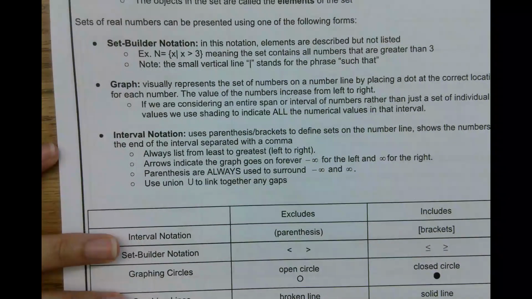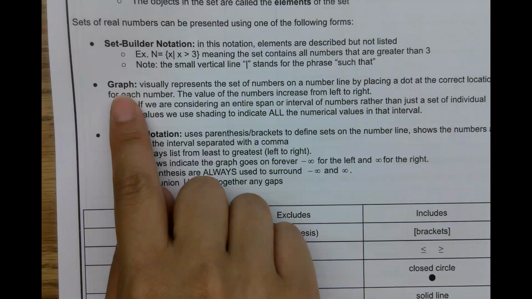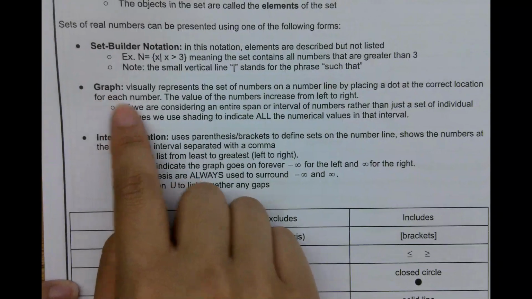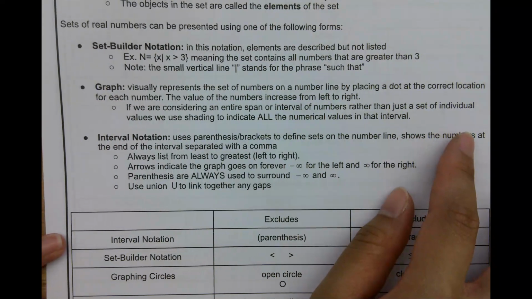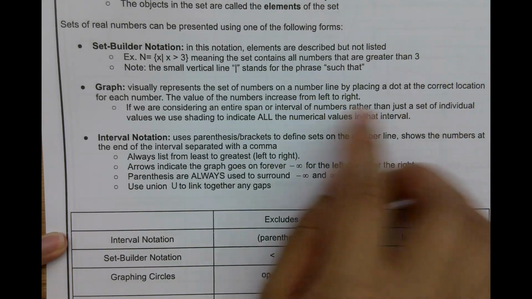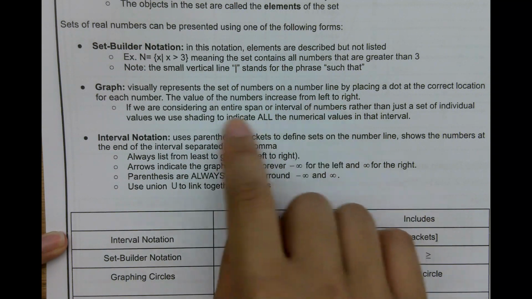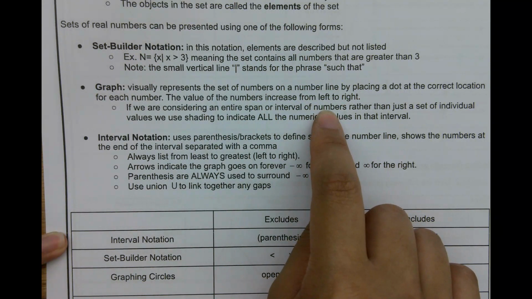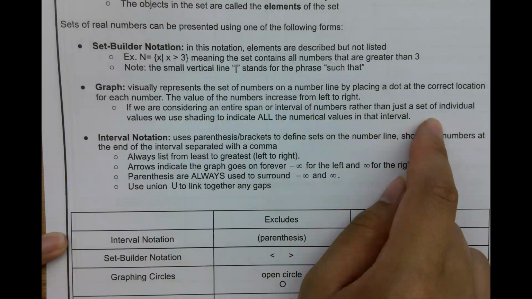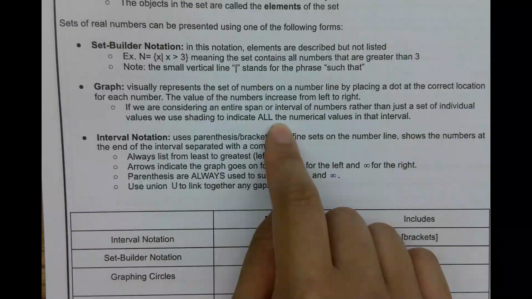We can also represent them using a graph, specifically a number line, okay, by placing a dot at the correct location for each number, okay. We've seen number lines before, right? The values of the numbers increase from left to right. As we move right, they get bigger, okay. If we are considering an entire span or interval of numbers, rather than just a set of individual values, we use something called shading to indicate all the numbers in between, all the numbers in that interval, okay?